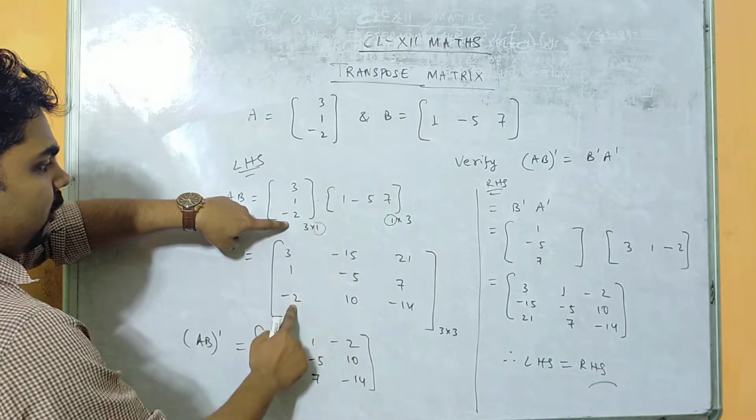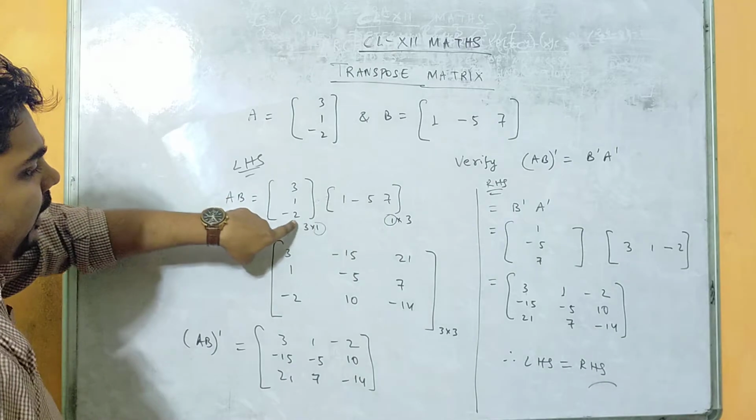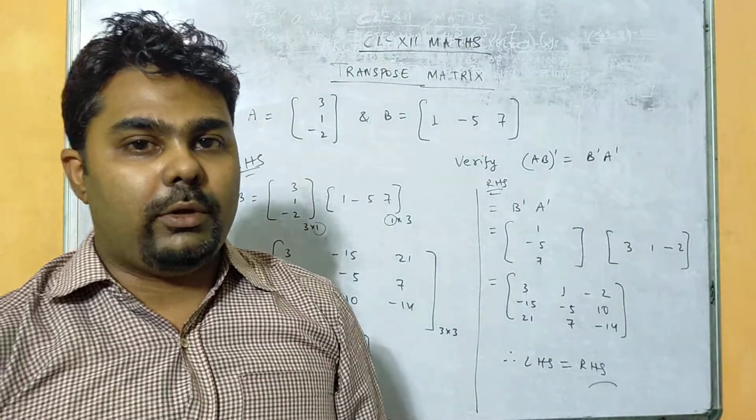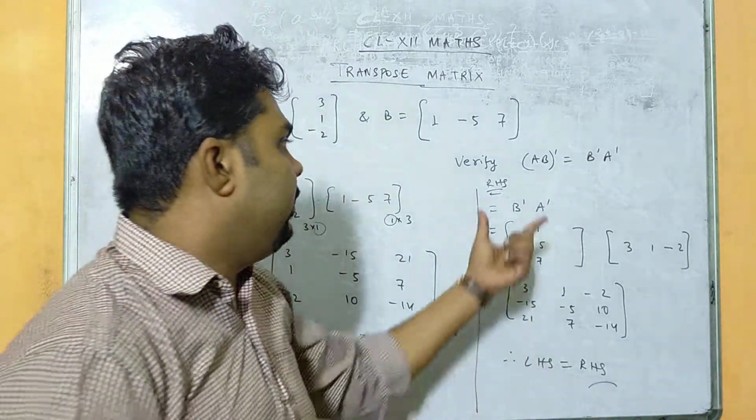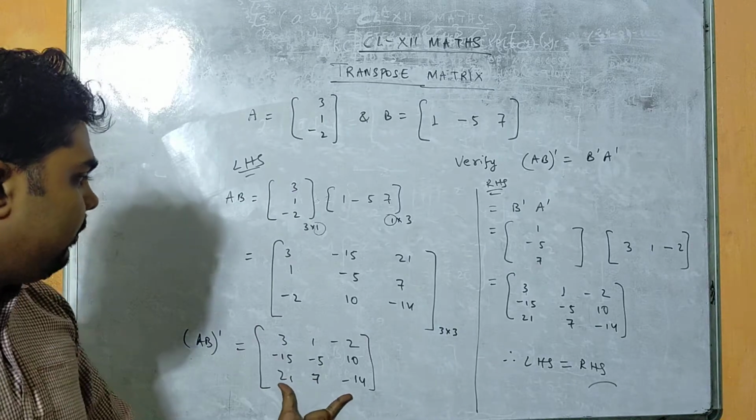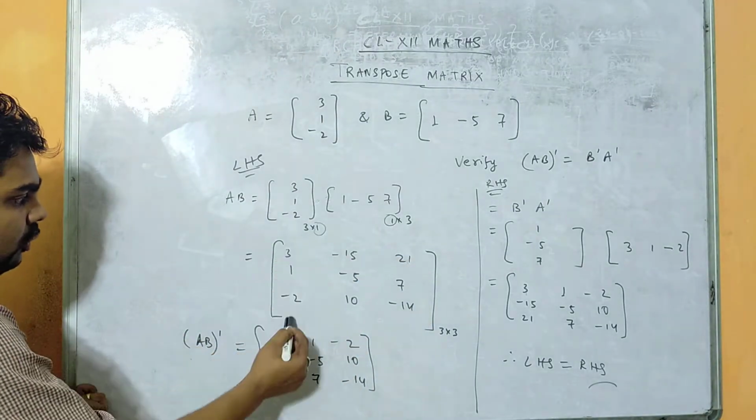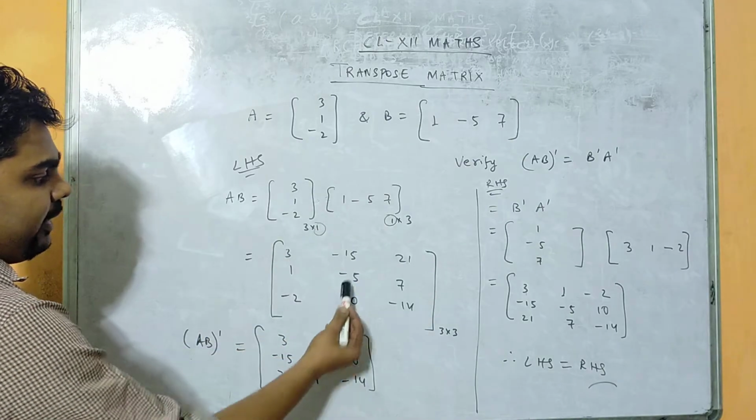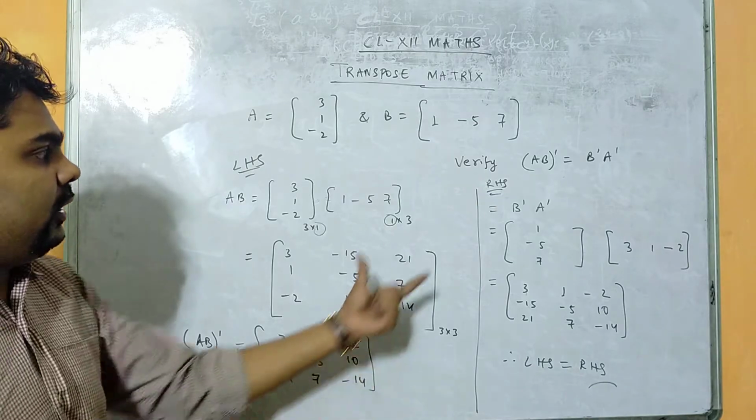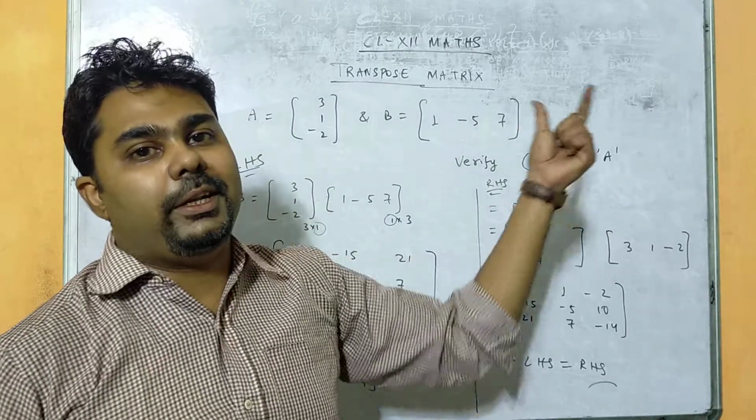Minus 2 into 1 is minus 2, minus 2 into minus 5 is plus 10, and minus 2 into 7 is minus 14, right? After getting the AB matrix, the multiplication of A into B, we will transpose it, because on the left hand side we have to transpose, AB complement. So the transpose of this matrix is this one. You see, rows are changed into columns and columns are changed into rows. Diagonal elements will remain the same and the rest will just get interchanged. So likewise we got the LHS. Now we'll find the RHS. In the RHS we have B complement into A complement.